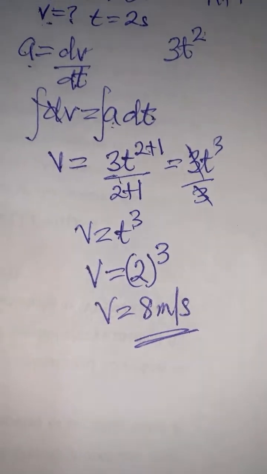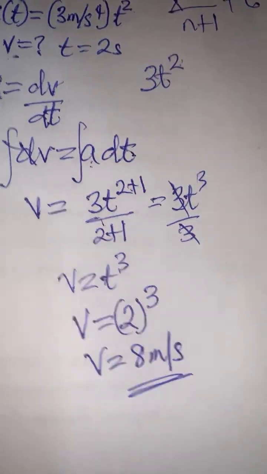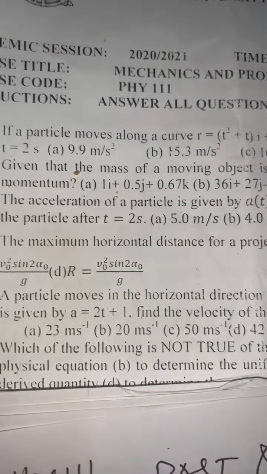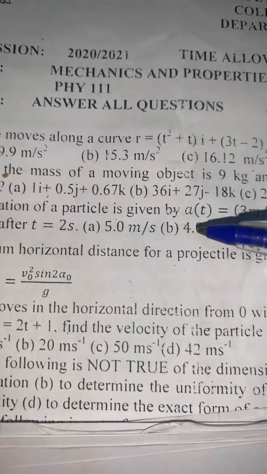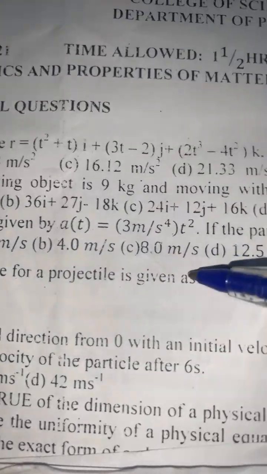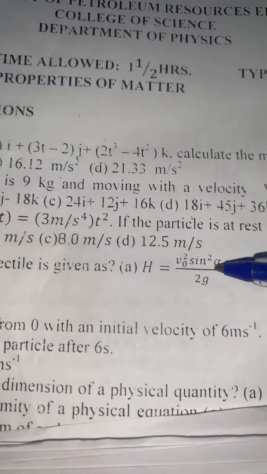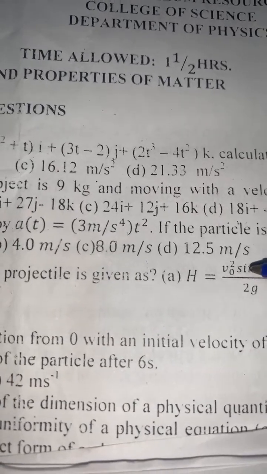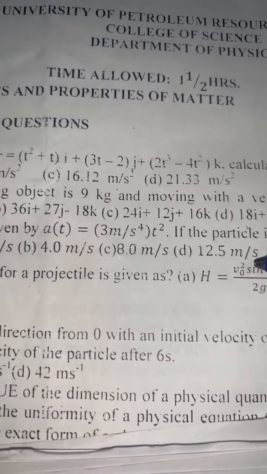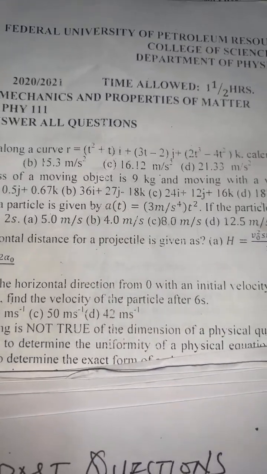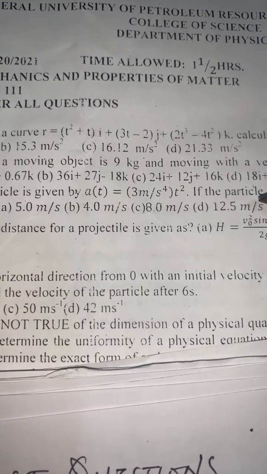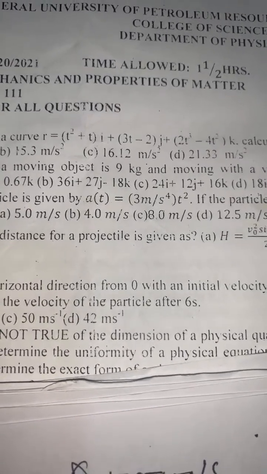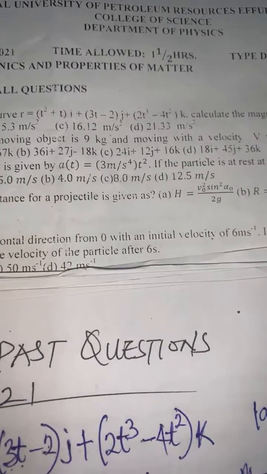Now you can see the difference between your answer and what you are expected to have. So let's check the options to see if we have the answer there. We have 5.0 meters per second, 4.0, 8.0, and 12. So what is the option? You're seeing that the option there is C. Please take note of it.